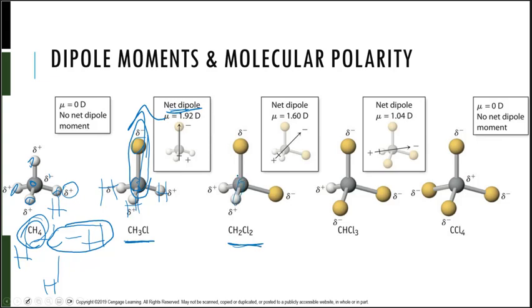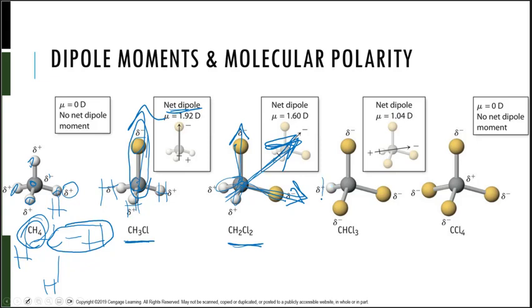CH2Cl2, again, I have two nonpolars, two polars. So my net pole is going to be in between, going in that direction of those two poles. This one is going, we'll say, up and right. That one's going up. So it will go in that direction of those two poles.